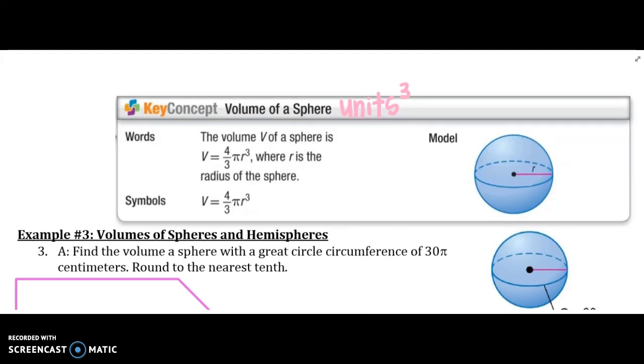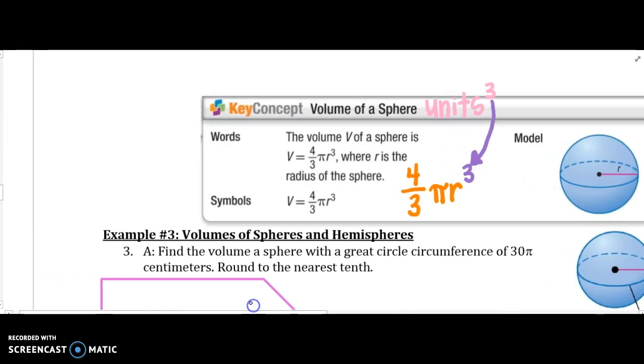All right, we're going to talk about volume. Remember, volume is what fills up the solid. Surface area is just what's on the surface. So 4/3 pi r cubed. Remember that in volume, my units are cubed, so that makes it easy to remember that my volume is going to be cubed.